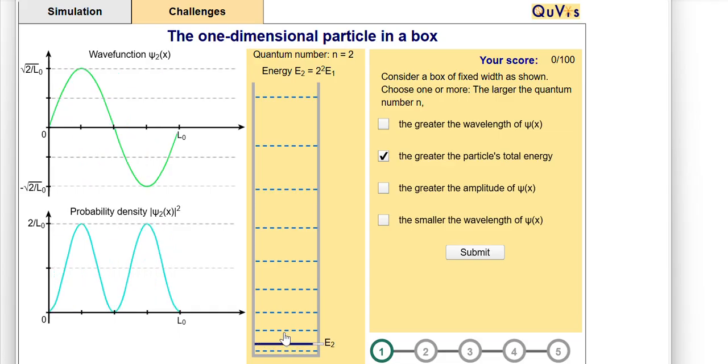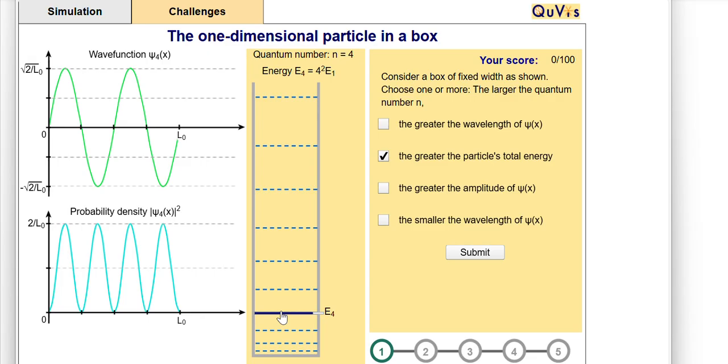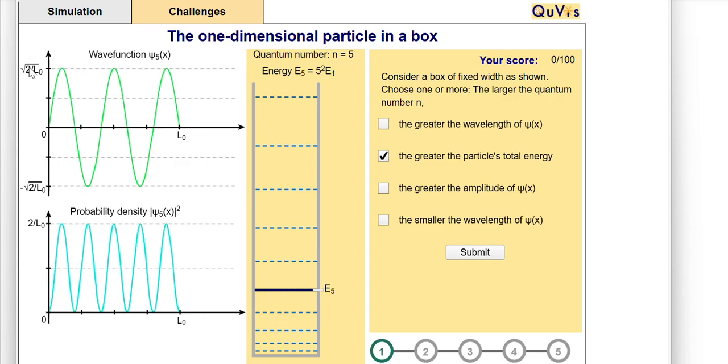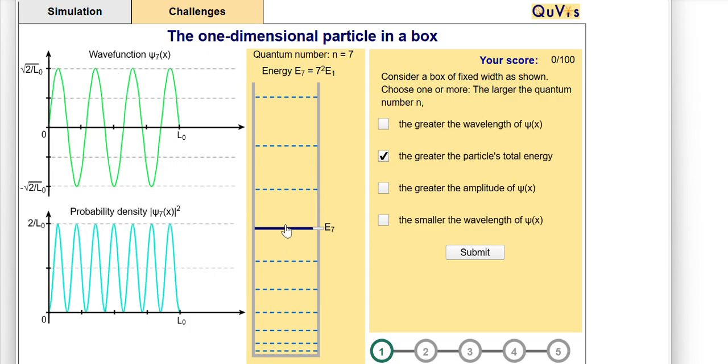Okay, the amplitude, can you see? No matter what I press, the amplitude is the same, square root 2 over L. So the amplitude is not affected by the quantum number, because I'm changing the quantum number. So this one is not changed.